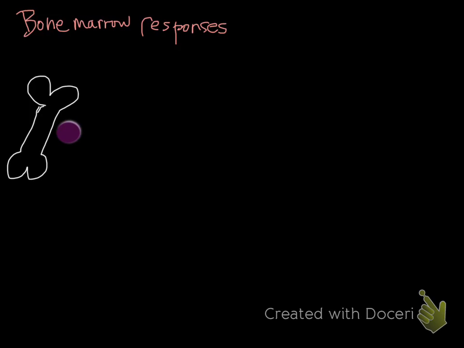So before we talk about bone marrow responses, let's actually talk about what the bone marrow makes again, just as a review. So within the bone marrow, there's a multipotent stem cell, and this can either be stimulated to become a lymphoid stem cell or a myeloid stem cell.